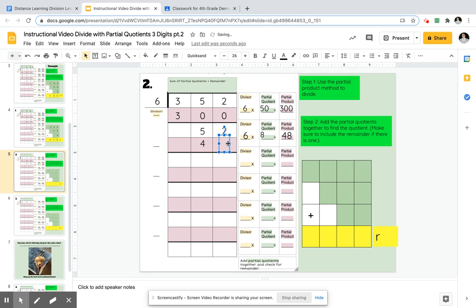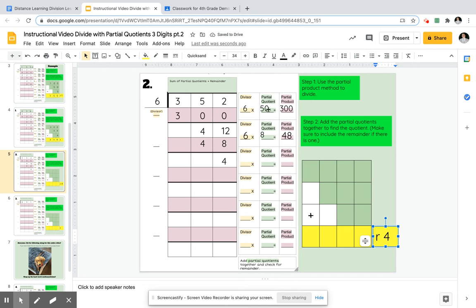I'm going to plug my 48 in down here and subtract. I'll need to borrow from my 5. So I'll make my 5 a 4, and I'll take my digit and add it to my 2 to get 12. And now I have 12 minus 8, which gives me 4. Can 6 go into 4? No, it cannot. 4 is smaller than 6, so 6 cannot go into 4. That means I have a remainder of 4.